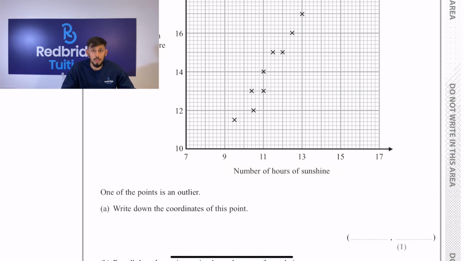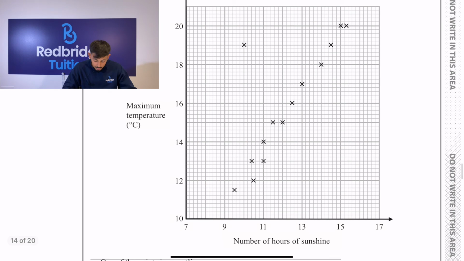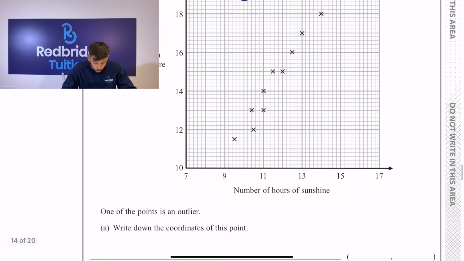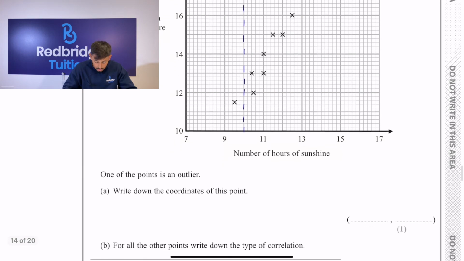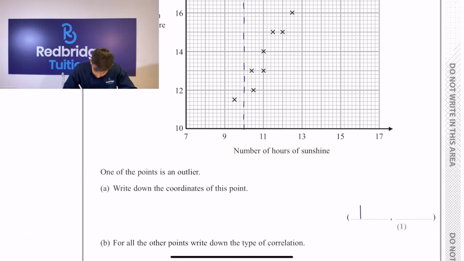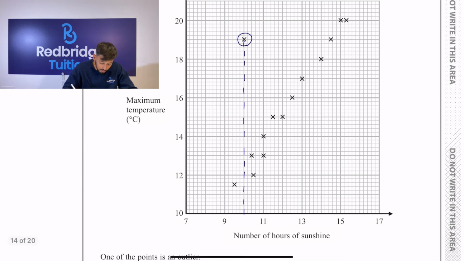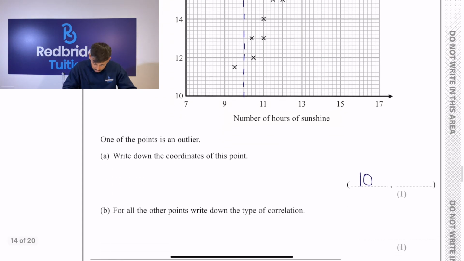So what we need to know about an outlier is that this is a value that doesn't correspond to the general trend of the chart. So from the chart, we can see that this point here is definitely the outlier. So it's asking for the coordinates of this point. So I'm just going to draw a dotted line down to the x-axis, which corresponds to 10, and do the same for the y-axis. This gives us an accurate reading for our coordinates, and that would be 19.